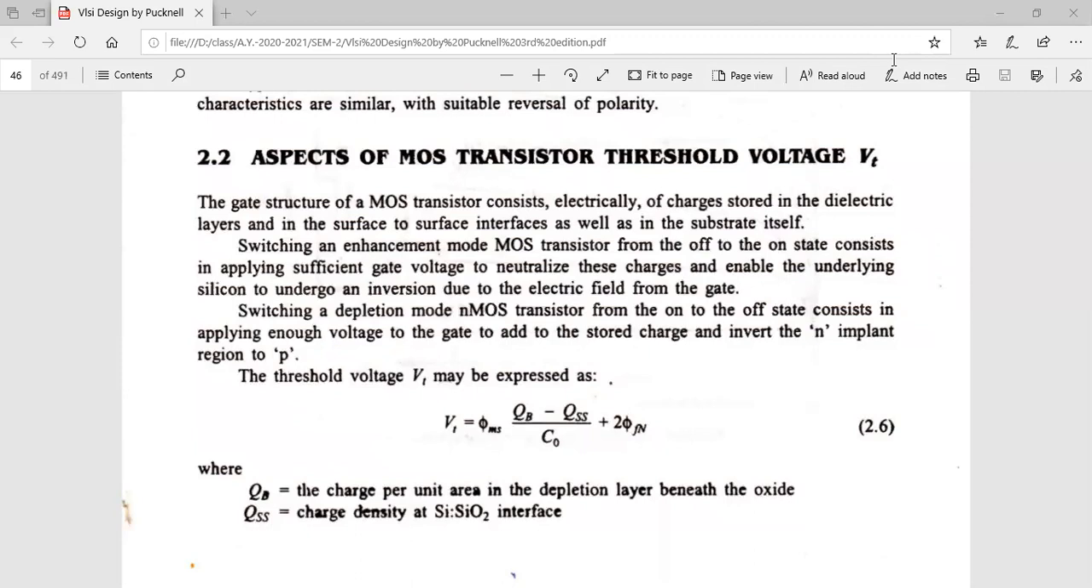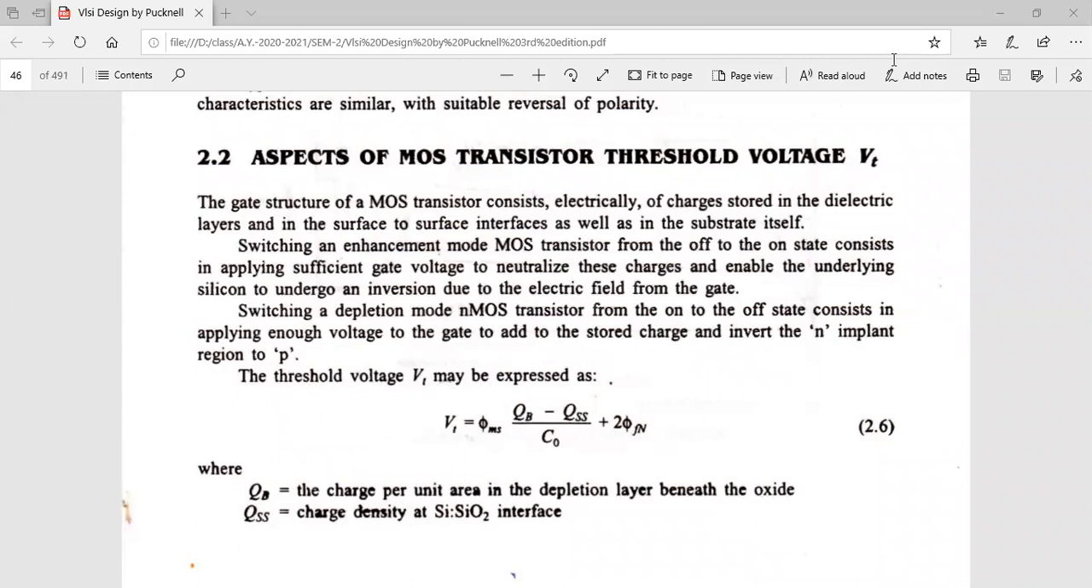In the previous class, we discussed the IDS versus VDS relationships under the saturation region and non-saturation region. Non-saturation is nothing but the linear region. Generally, the transistor operates in three regions. One is cutoff, the other one is the linear region, also called the non-saturated region, and the third one is the saturation region. So, that is the relation between IDS and VDS in terms of other parameters that we have seen.